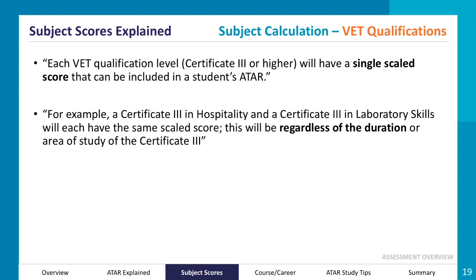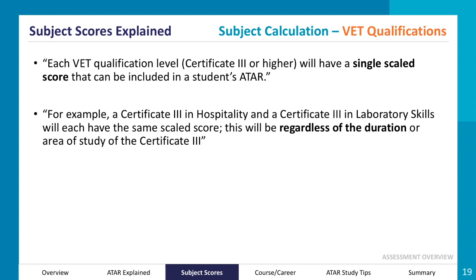Each level of qualification, so for example, all Certificate 3s, will contribute to the ATAR in the same way or the same amount. And that's irrespective of what you're actually studying in that Certificate 3 or how long it takes you. So subject matter and duration are irrelevant. All that's relevant is the type of VET qualification. So all Cert 3s, for example, will contribute in the same way. Equally, all Cert 4s will contribute in the same way, all diplomas will contribute in the same way, and so on.